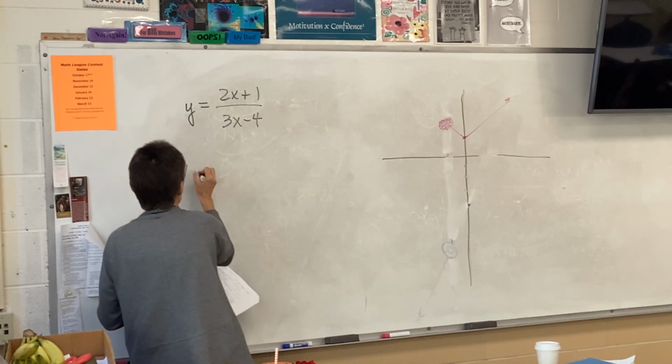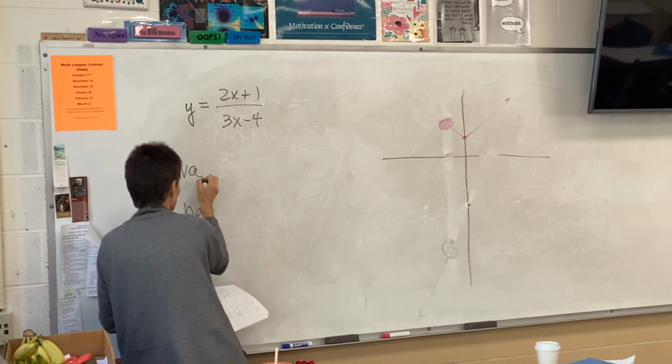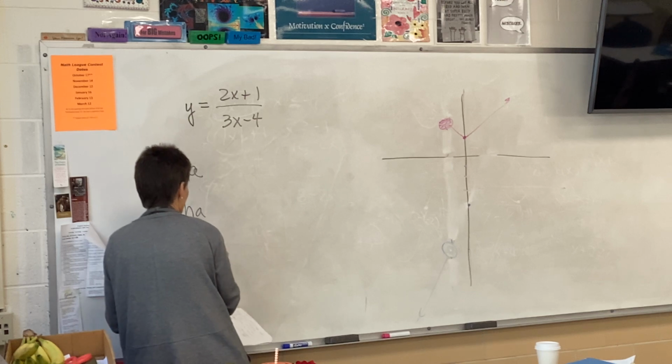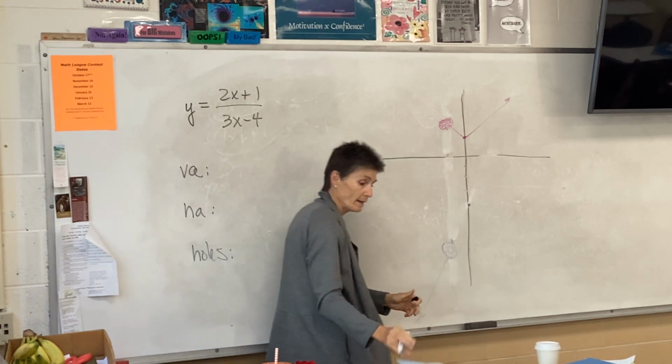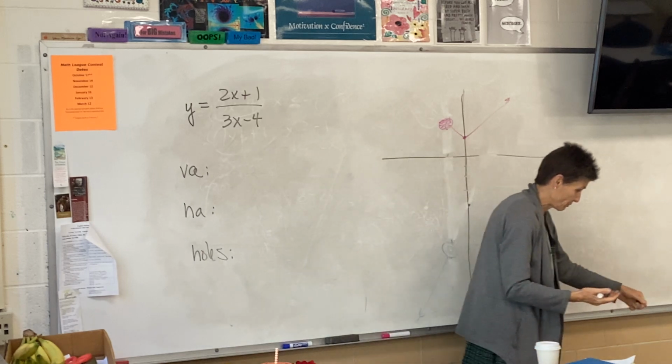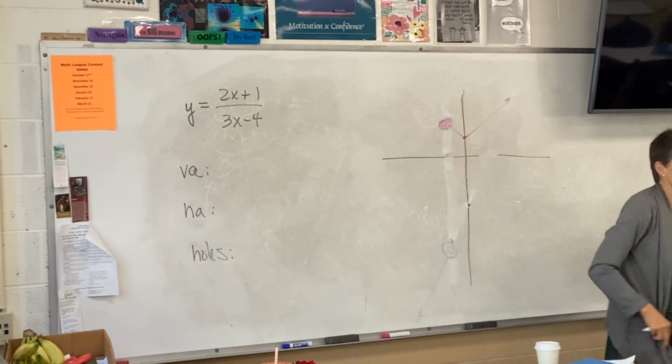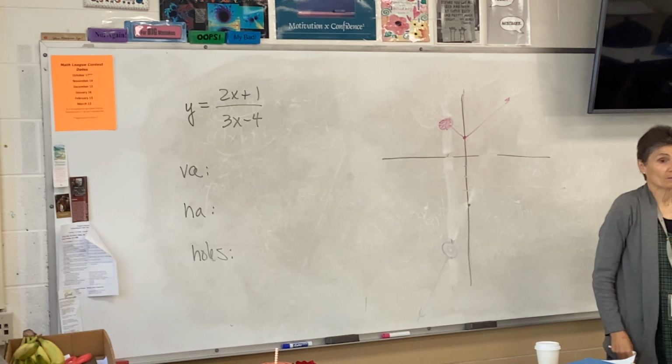And you're going to tell me the vertical asymptote, horizontal asymptote, and holes, okay? That's what you're going to tell me. You can draw it if you wish, but you do not have to. So what can you tell me about the holes right away?